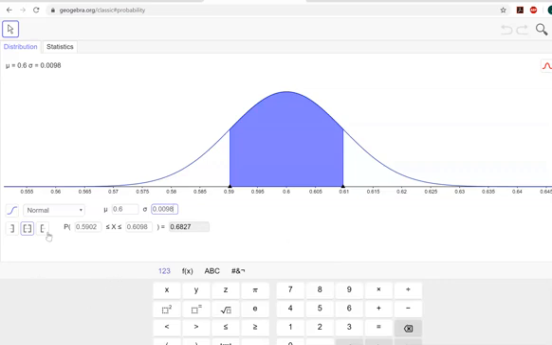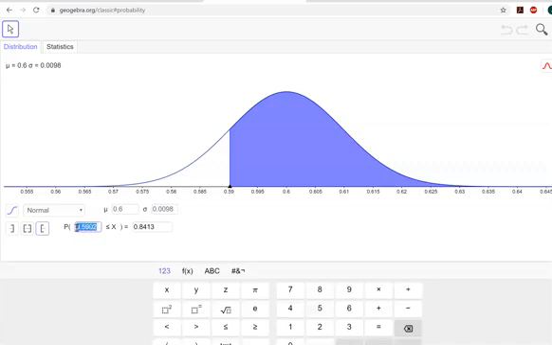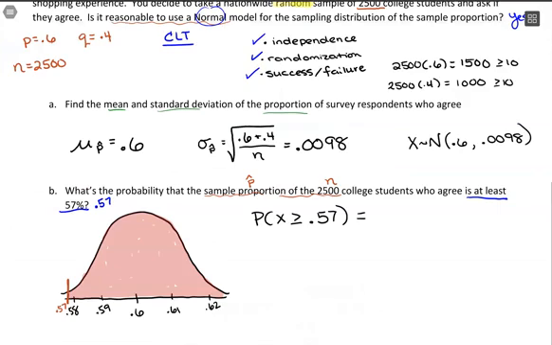Okay, and then I want area to the right, and I want that area to start at 0.57. And that's at 0.9989, which makes sense. Very large probability of landing in that region there. So, we get our answer out.